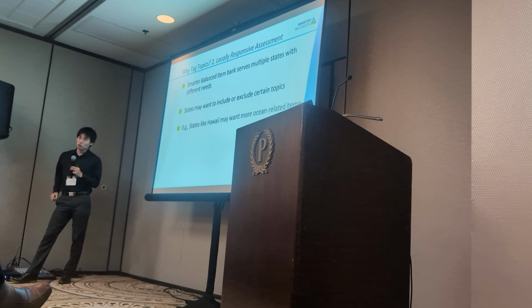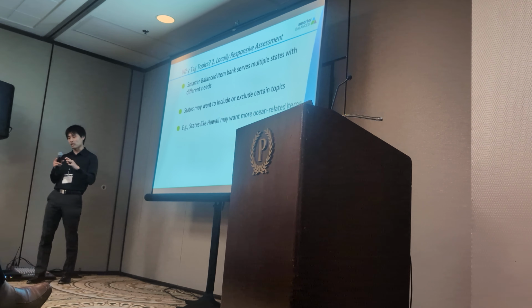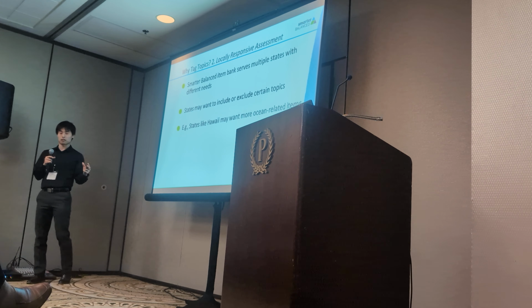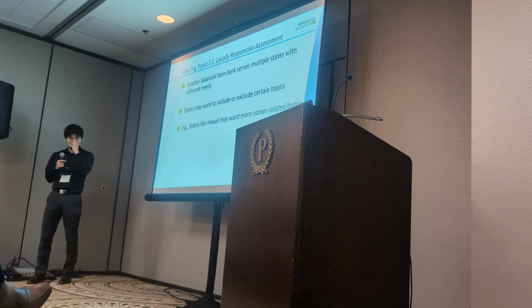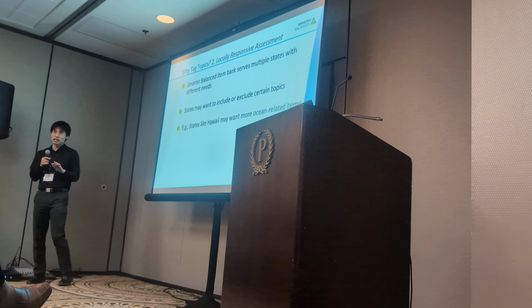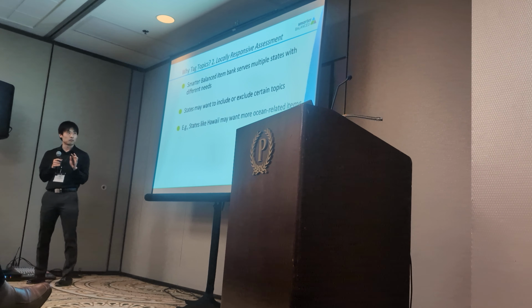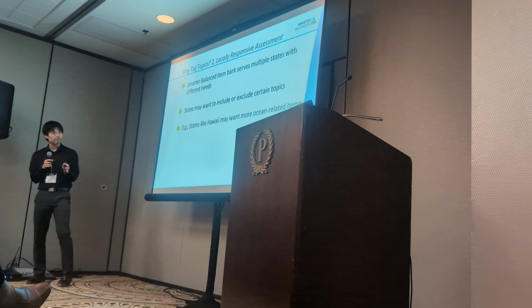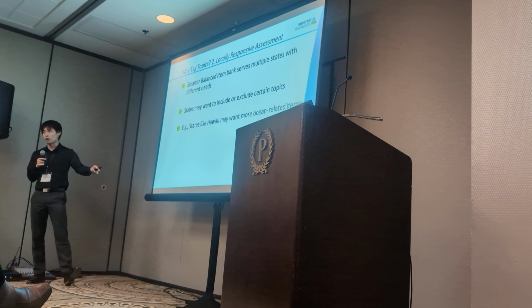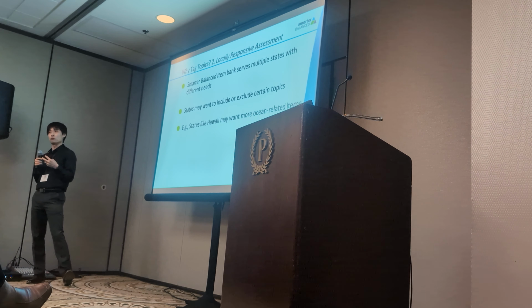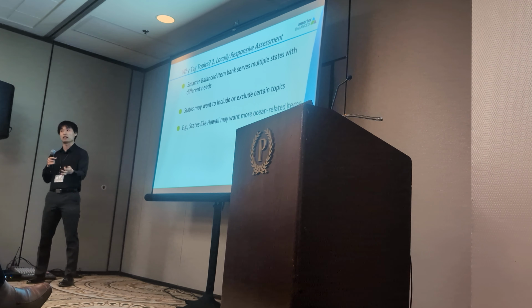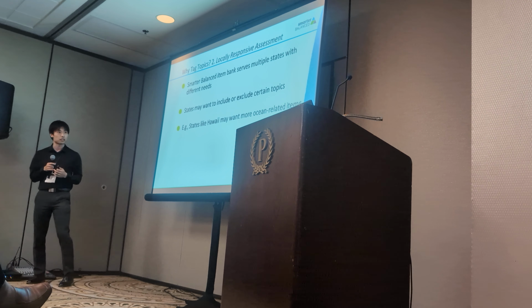At Smarter Balanced, we have a large item bank, and we use that same item bank in multiple different states. But some states, they have rules about what they want to include or exclude in the assessment. For example, a state like Hawaii, they may want to include more items about oceans just because it's more relevant for that geography or region.